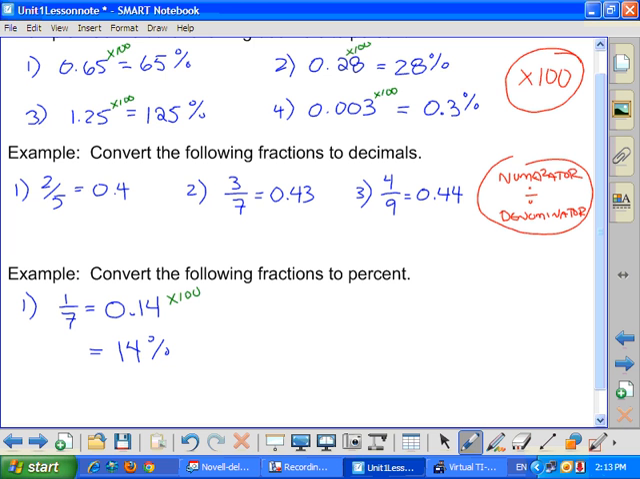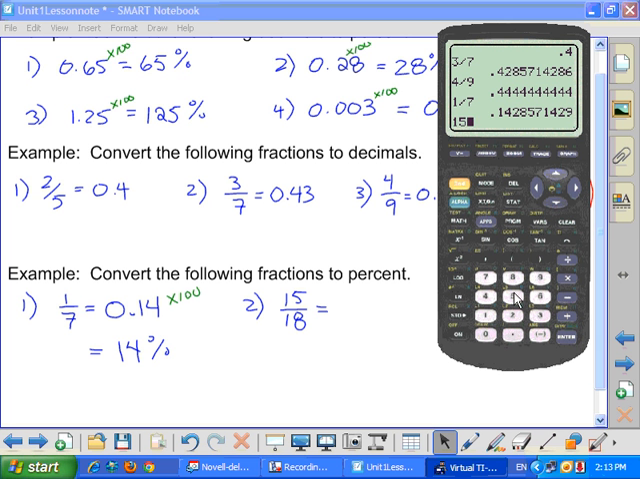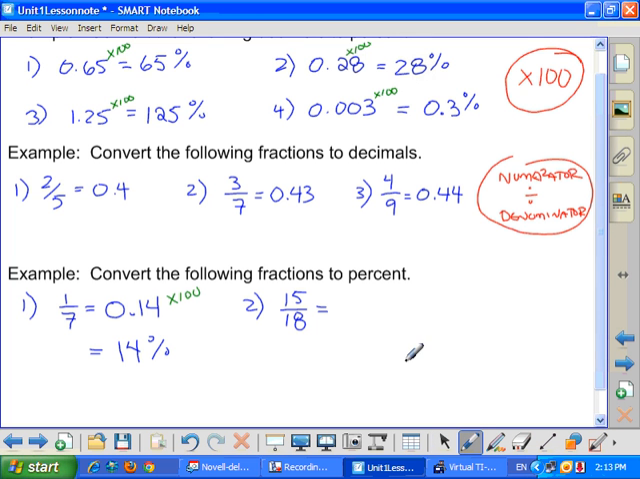Okay? So it's combining the examples from above. Second one, if I had 15 out of 18, 15/18. Step 1, you need to get it as a decimal. We do numerator divided by denominator. 15 divided by 18, 0.8333, so 0.83 repeated. We multiply by 100, and we get 83%.